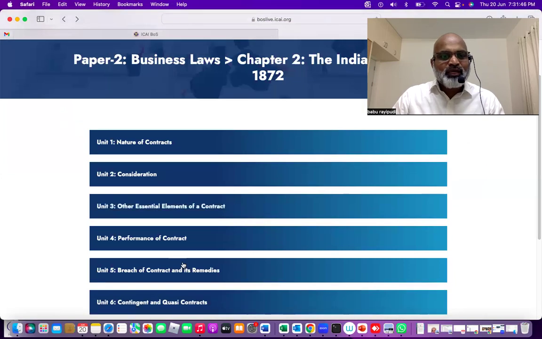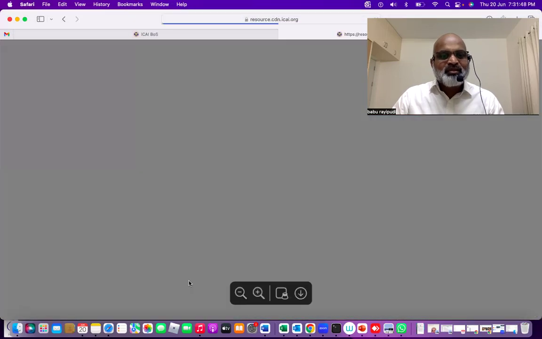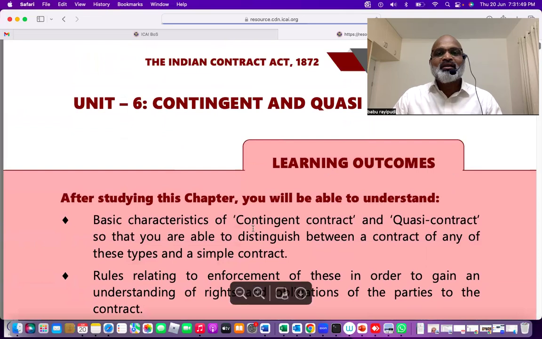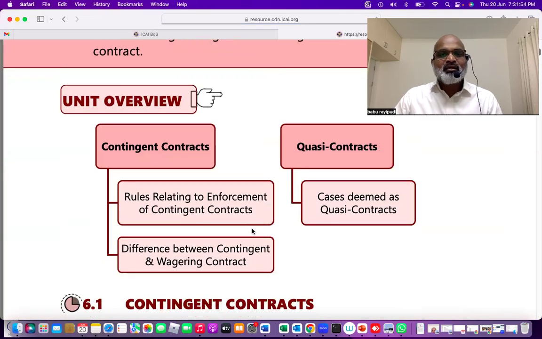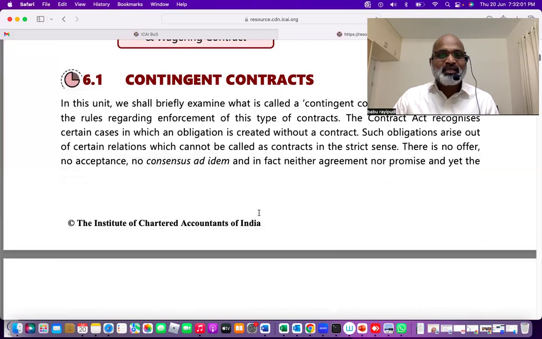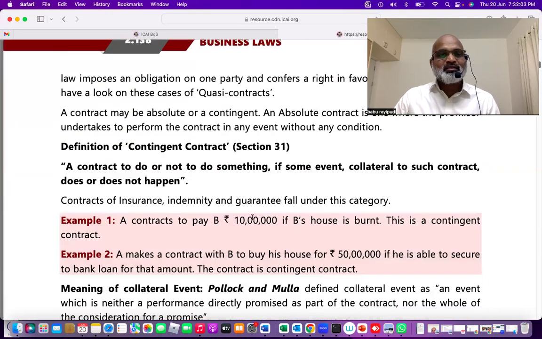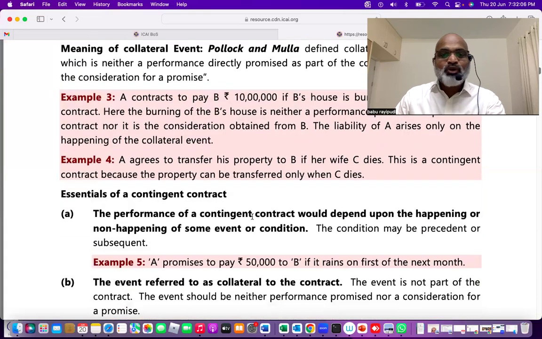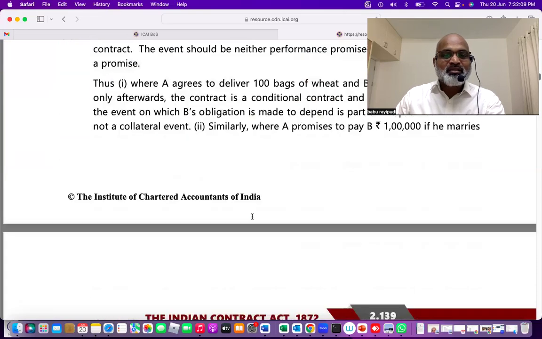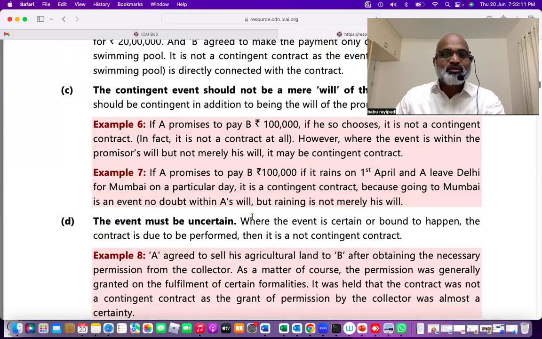Then if you look at contingent contracts, don't ignore them. Quasi contracts too, don't ignore them. See the chart here. First of all, there are only two, but here 99% you will have to remember the quasi contract sections and the contingent contract sections. Contingent contract starts from section 31 onwards. Each point has some essential elements of a contingent contract, and afterwards you have examples also.